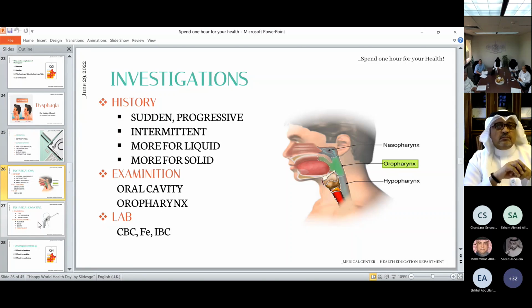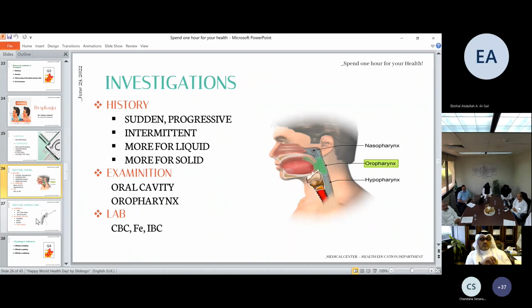After this, we have to thoroughly examine the oral cavity and oropharynx, and to see the esophagus, we have to do esophagoscopy. Some laboratory work we have to do: complete blood picture and iron binding capacity, to rule out Plummer-Vinson syndrome, in which there is iron deficiency, and it causes atrophy or aplasia of the skin, and initially causes dysphagia, and later on it can cause strictures.